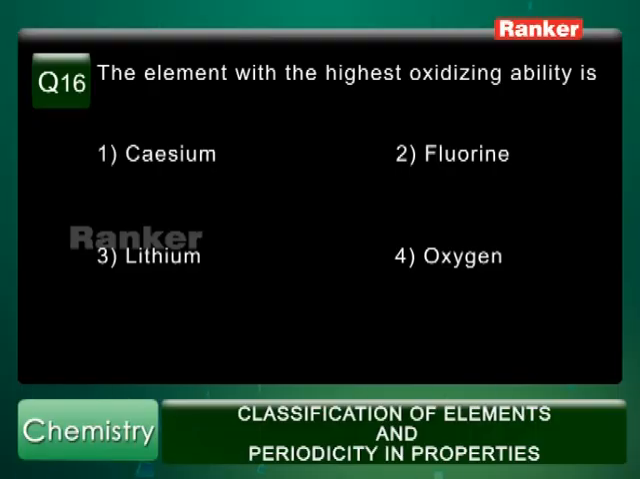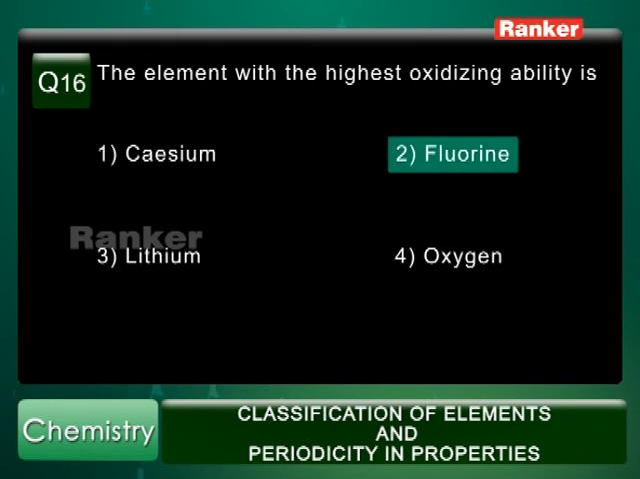Look at the options. Cesium has a tendency to lose electron, it acts as a good reducing agent. Fluorine is highly electronegative, so it's a good oxidizing agent. Lithium again is a reducing agent because it's an alkali metal, tends to lose electron. Oxygen is also an oxidizing agent, but between fluorine and oxygen, fluorine is more powerful because of its higher electronegativity. So the correct answer is 2.